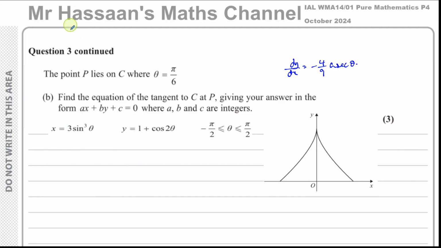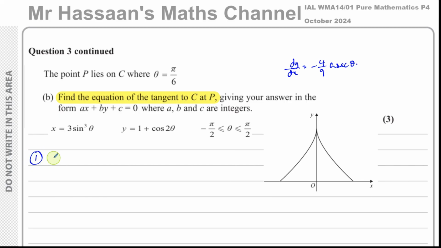Okay, now why do we need to find the coordinates of P? Because we have to find the equation of the tangent to C at P. So the equation of the tangent to the curve C at the point P. We have to know two things to find the equation of a tangent. A tangent is a straight line, okay? And the equation of a tangent is found by two things.